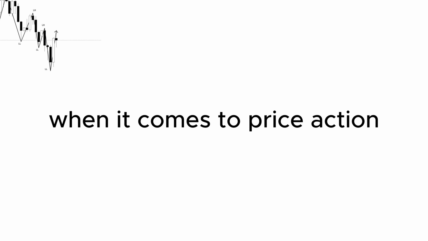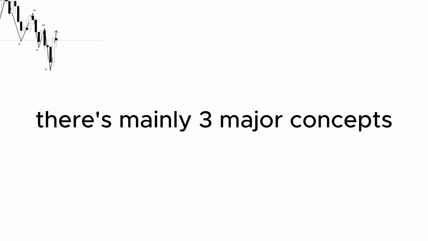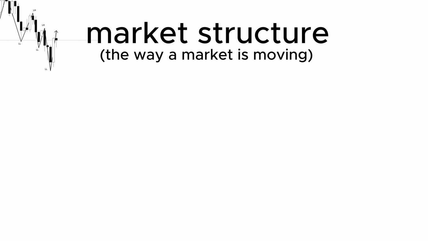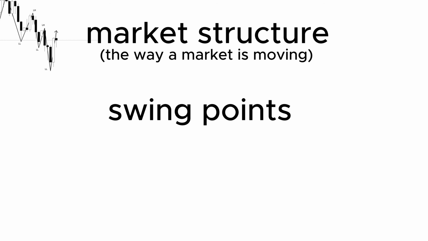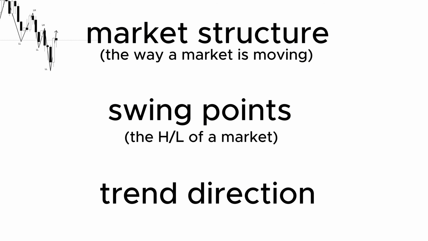When it comes to price action, there's mainly three major concepts that are absolutely crucial. The market structure is the first one, and without making the definition too long, the market structure is the way a market is moving. If we know the way a market is moving, then we know their swing points, which is the second concept. The swing points are the highs and the lows of a market, and knowing the swing points will help us identify the trend direction, which is the third concept.